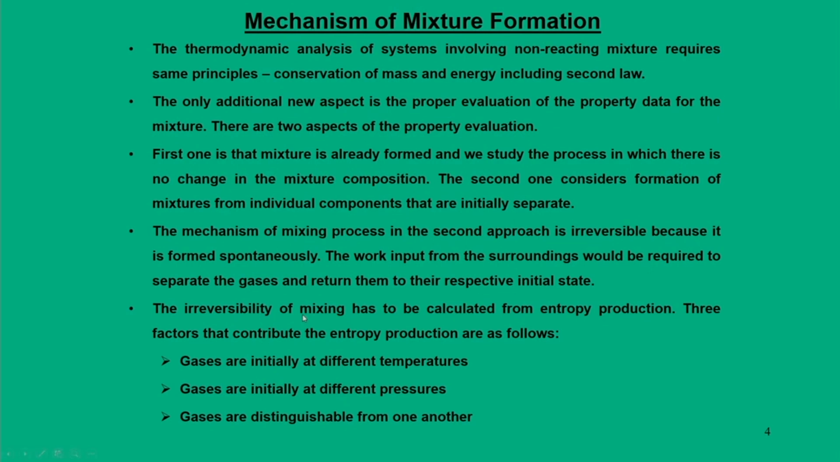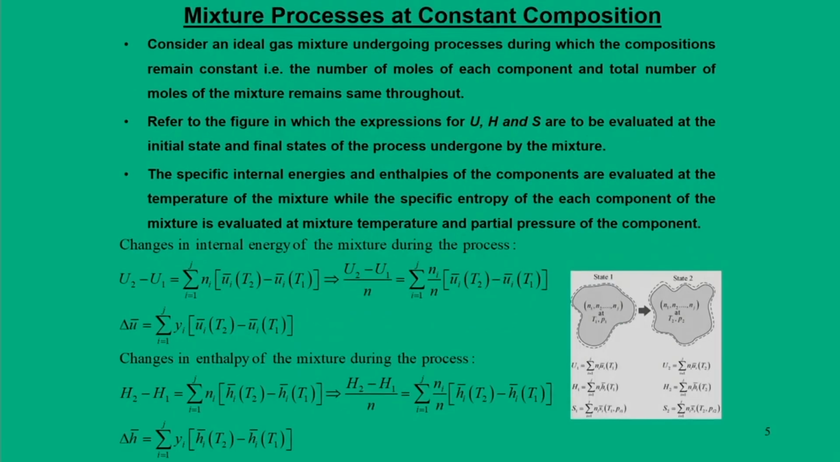So when you deal with thermodynamic properties, the parameter that needs to be evaluated for irreversibility calculation is the entropy. Why does the irreversibility term come into the picture? Because the individual components are initially separate. When they are initially separate, they may be at different temperatures, they may have different pressures, and they are also distinguishable from one another, that means different gases. Because of this, the process is irreversible in nature. Now let us target them one by one.